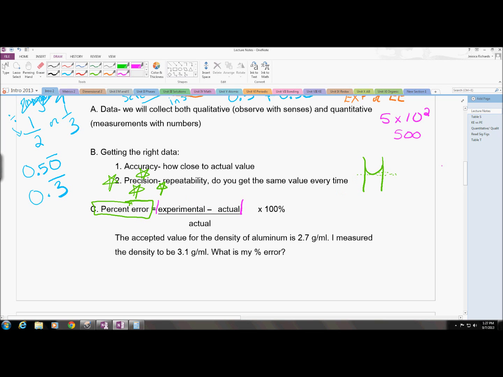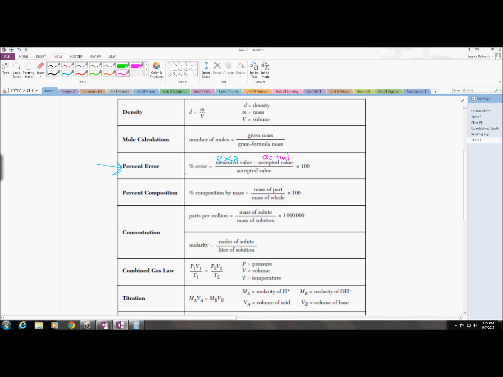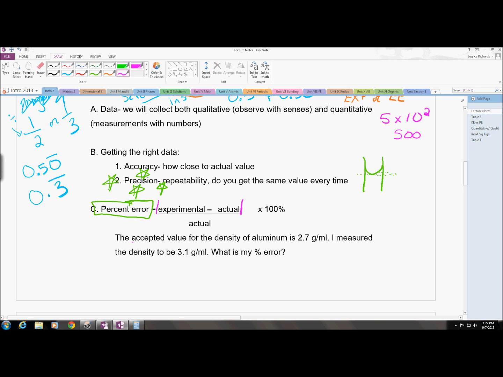Now, equations are on the back of your reference table. The very back page is reference table T, and we have the percent error equation there. And where I learned it as experimental and actual, the state is calling it the measured value. What did you measure during the lab? And the accepted value, what are scientists saying is the real number right now. So the example we have here, if the accepted value of the density of aluminum is 2.7, and I measured the value to be 3.1, what's my percent error? So we plug those in. 3.1 minus 2.7 divided by 2.7 times 100, 14.8%.